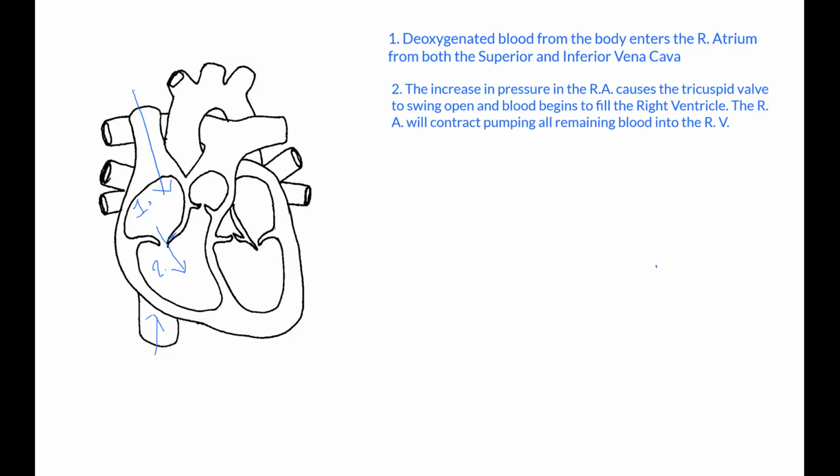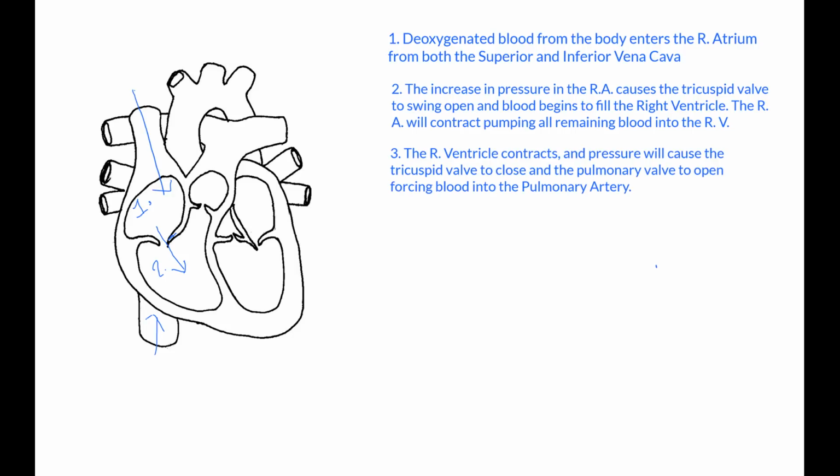The next step is going to be the right ventricle is going to contract, and what that's going to do is cause the tricuspid valve here to close. And so this blood is going to put a lot of pressure onto the pulmonary valve here, and it's going to actually cause it to open. And so then blood is going to be able to rush into the pulmonary trunk. And then eventually, as it goes up, it will go through the pulmonary arteries here. So this is going to be step number 3.